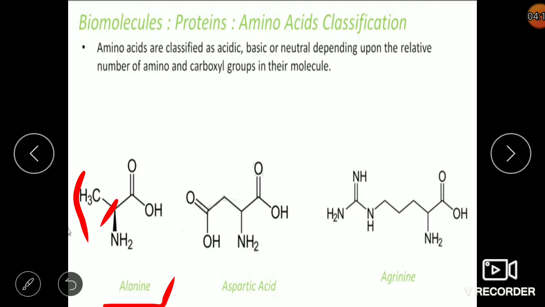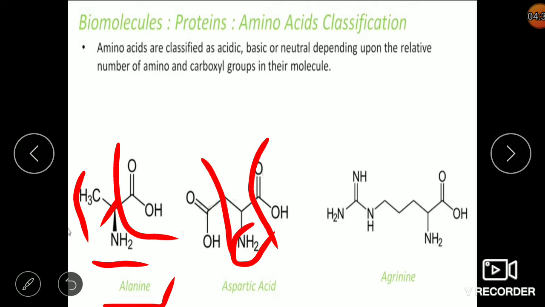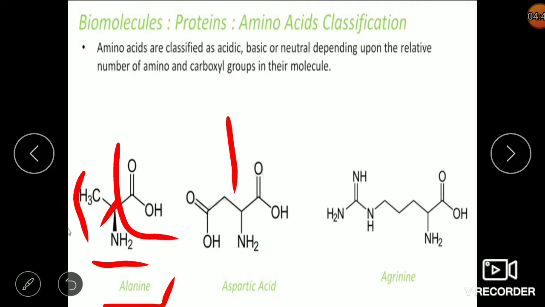Now in this molecule you are getting one carboxylic group and one amine group. So one acid group and one basic group. The number is equal, so this one is a neutral amino acid. In aspartic acid you see you have one NH2 group and two carboxylic groups. So the acid group is more than the base, so this one is an acidic amino acid.